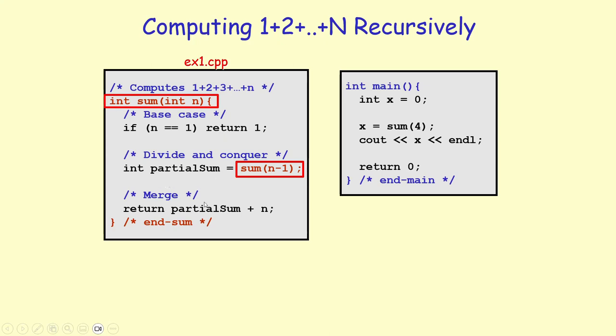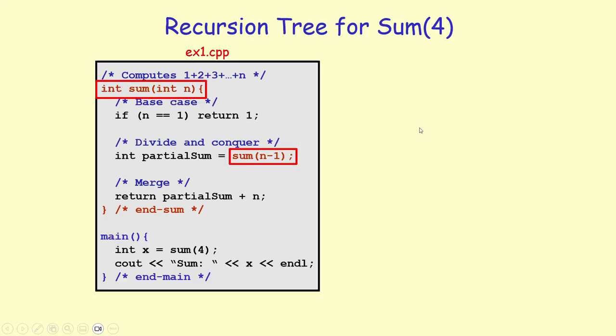The merge step is very simple. All we have to do is add n to the partial sum to obtain the solution to the original problem. And here is a main function that makes a call to sum to compute the sum of the numbers from 1 to 4. Let's see how this is executed. This is called the recursion tree for sum. We start at main, and this is the first statement we are going to execute. We are going to say x is equal to sum 4.